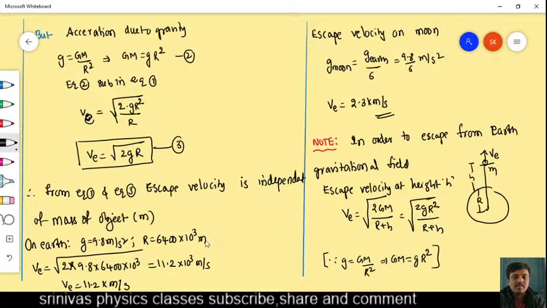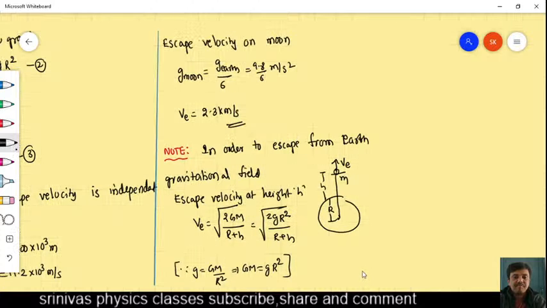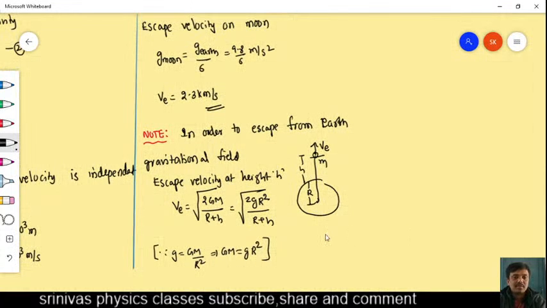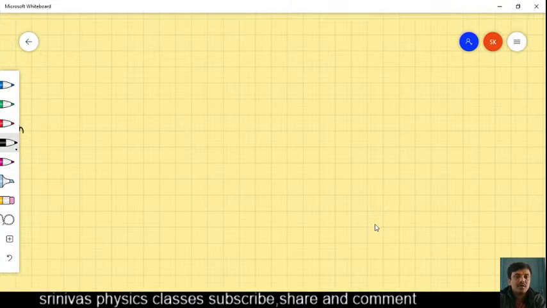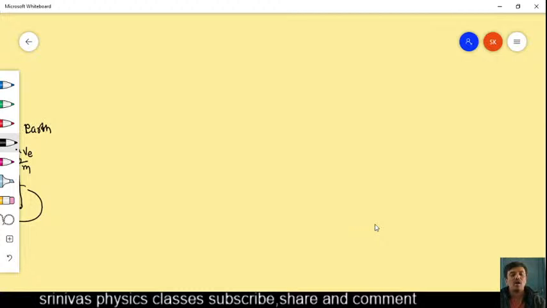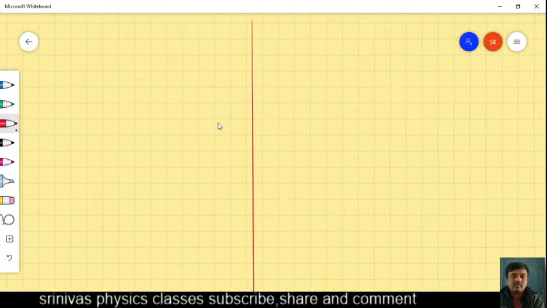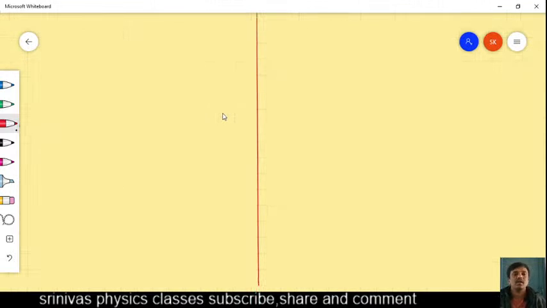And the next topic is, for example, I am throwing some object with a velocity that is equal to 1 by n times of escape velocity. Then how much height will it go? Okay, that is the note point. I am going to give it in the note. Clear, students? Right.